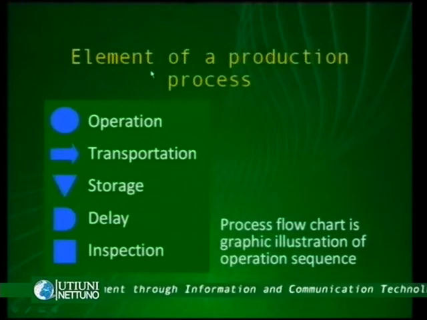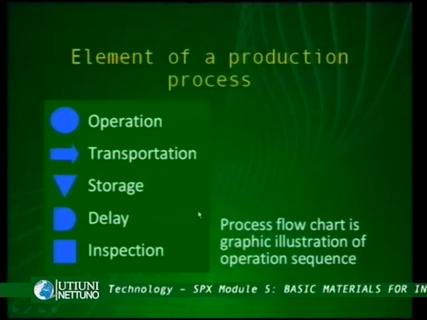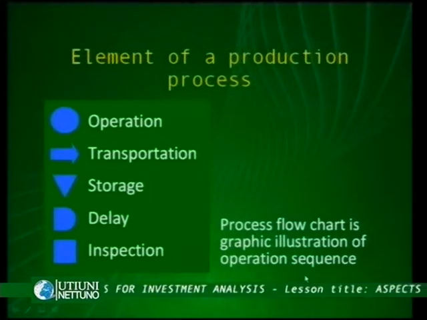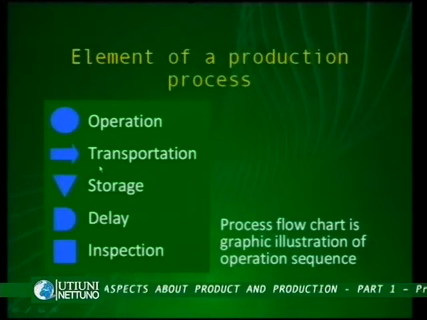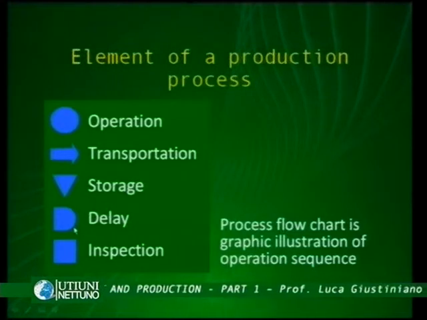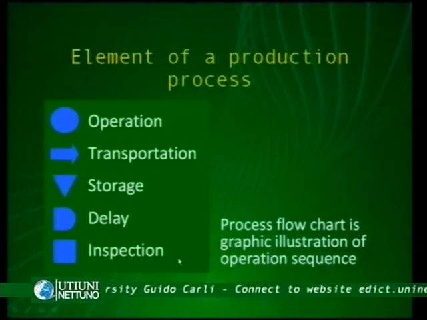When it comes to the elements of production process, we could refer to a different representation of the process itself. So we could adopt this standard. We have the elements of production process, and here we have different elements. And we could combine these elements into a process flow chart, which is a graphic illustration of the operation sequence. Now, as a standard, as we will recall later as well, we have a circle for operation, an arrow for transportation, a triangle for storage, this kind of shape for delay, and this square for inspection. So if we consider the basic structure of any production process, we might refer to these kinds of operations, and the combination of such phases constitutes the production flow itself.